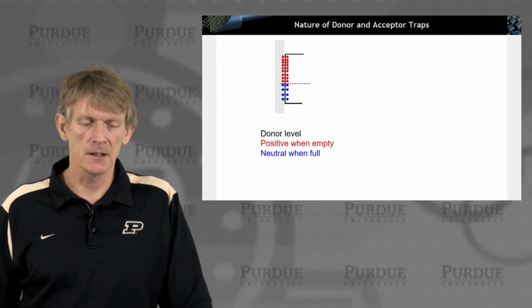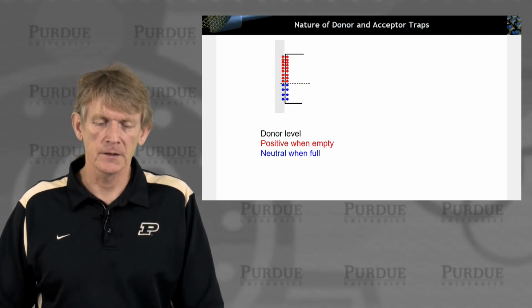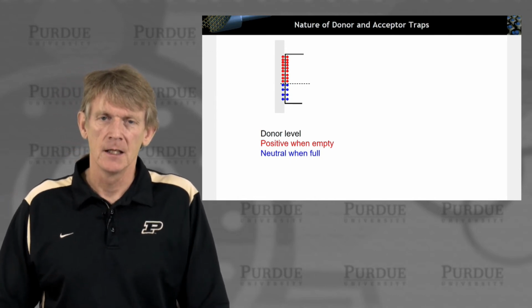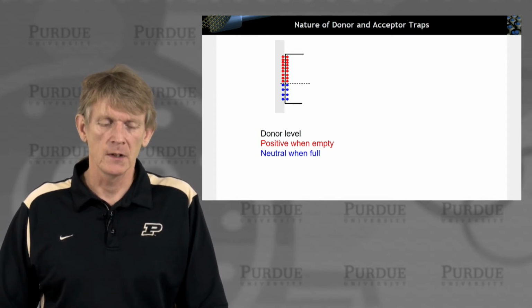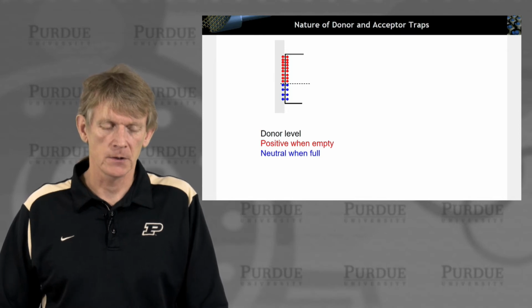Okay, so let's consider these different donor and acceptor traps in the gap. And let's define these as donor levels first, okay?